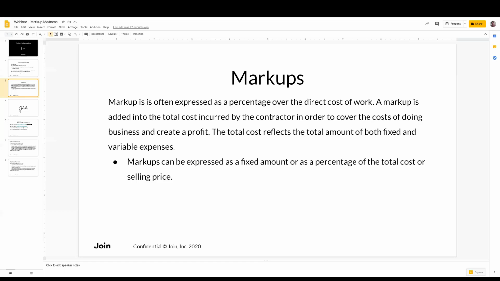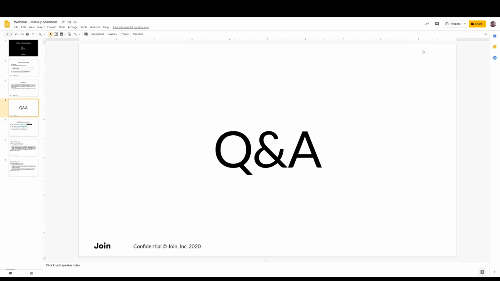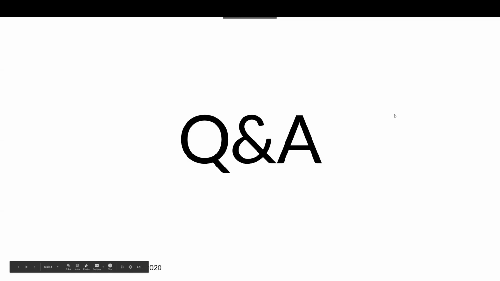I'm going to start with, it looks like we got a few questions just on general markup setup. So I'll start there, and then a few additional questions on the new feature to be able to filter down your markups and apply them to specific work breakdown structures.